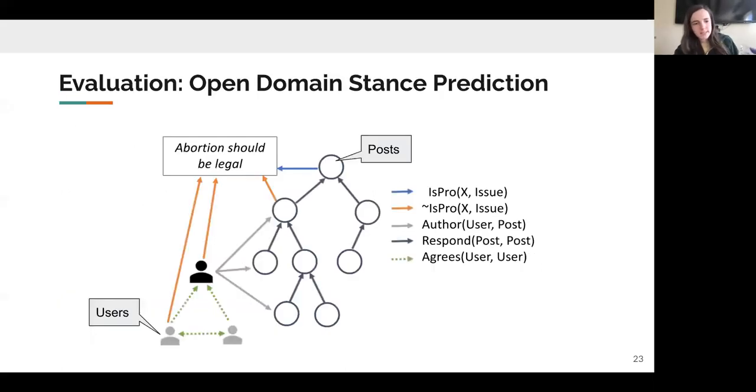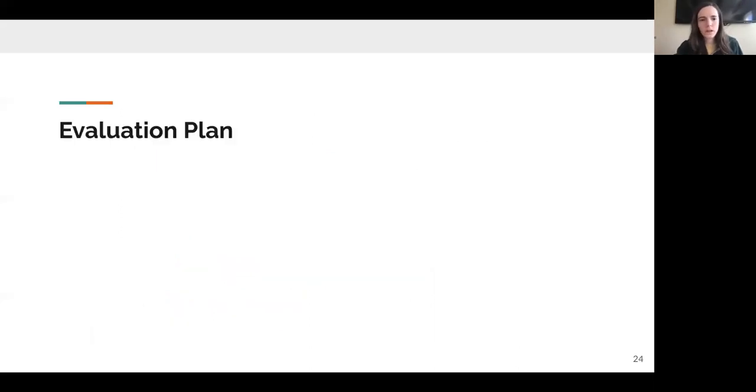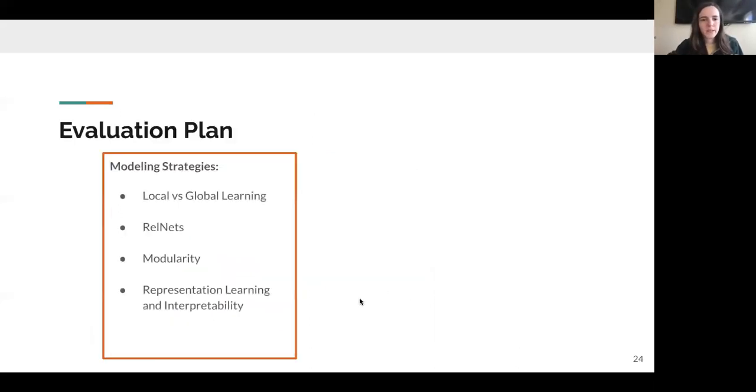So back to this problem. Just to remind us, we have posts, we have users, we have topics, and we have these relations. The author and respond relations we're going to assume are known, and the agreement and is-pro relations we're going to predict. So the evaluation plan is that we're going to test different modeling strategies to see which parts of our framework are useful for modeling these types of problems.